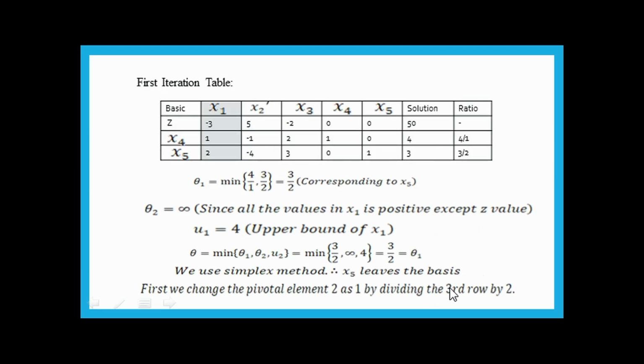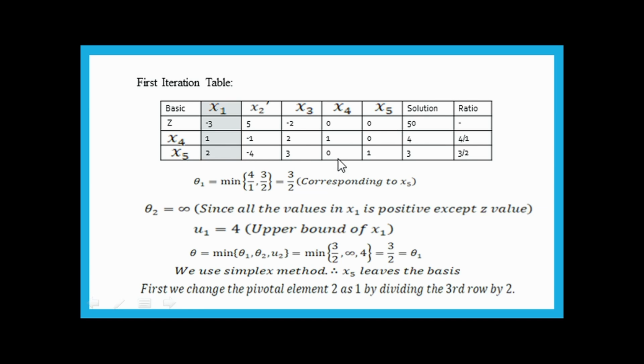Now we have to change the previous table by changing the values of this LPP. So the first iteration table is basis x1. We have to change the x2 variable as 3 minus x2 dash. So the variables are x2 dash, x3, x4, x5, solution, ratio. So z, here the slack variables are x4 and x5. The z values are changed into minus 3, 5, minus 2, 0, 0, 50.